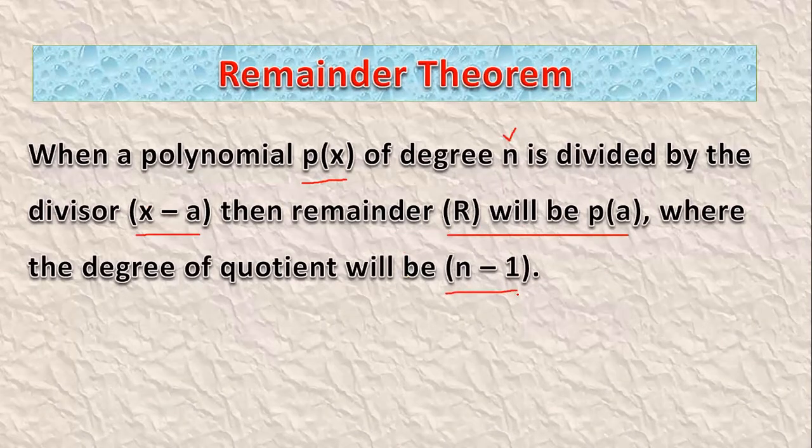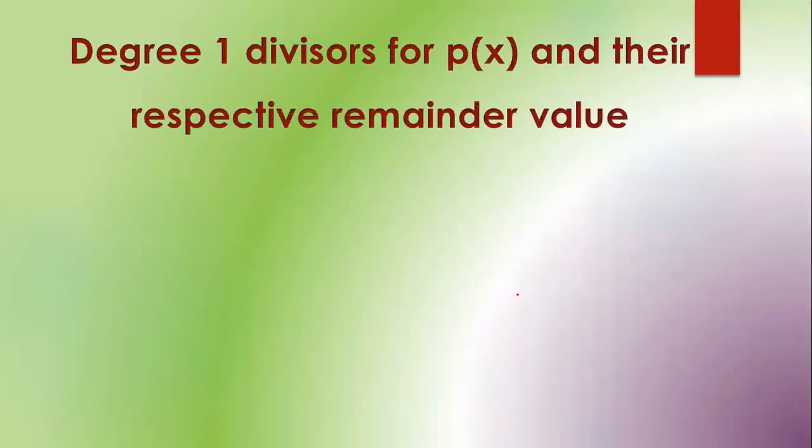Now in this case we have discussed how to find the remainder for polynomial p(x) when the divisor itself is in the standard form, that is x minus a. But as we know, there are various other forms of divisors which also have degree 1. So let's talk about those divisors and what the value of the remainder will be in all cases. Now let us discuss degree 1 divisors for polynomial p(x) and their respective remainder values.